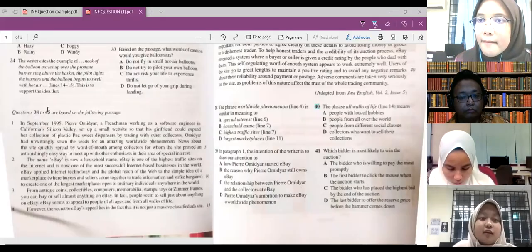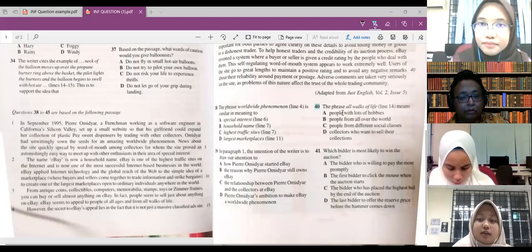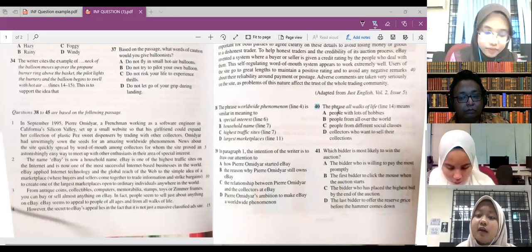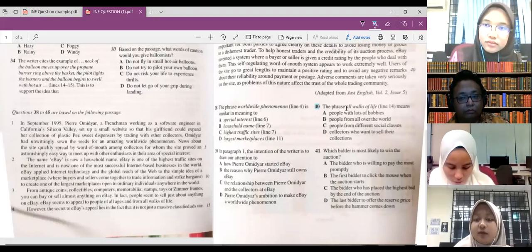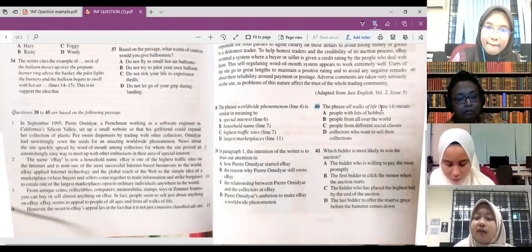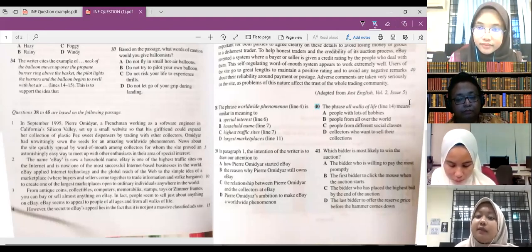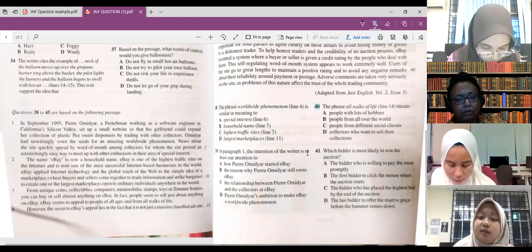Okay. In this question number 40, the phrase "all walks of" in line 14 makes us refer to line 14 in the text. But first, we need to highlight the keywords, which is the phrase that is stated.